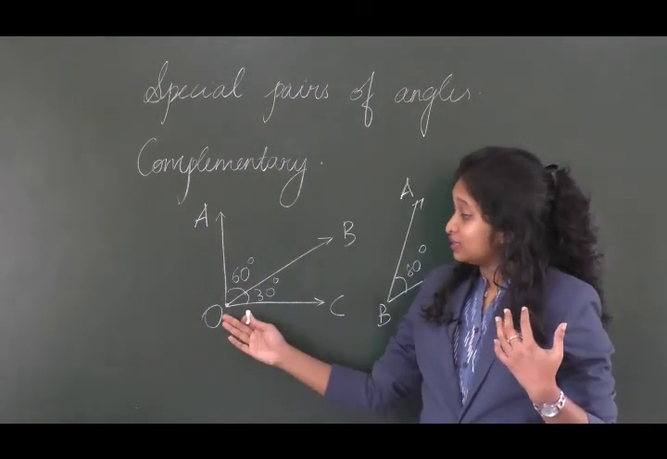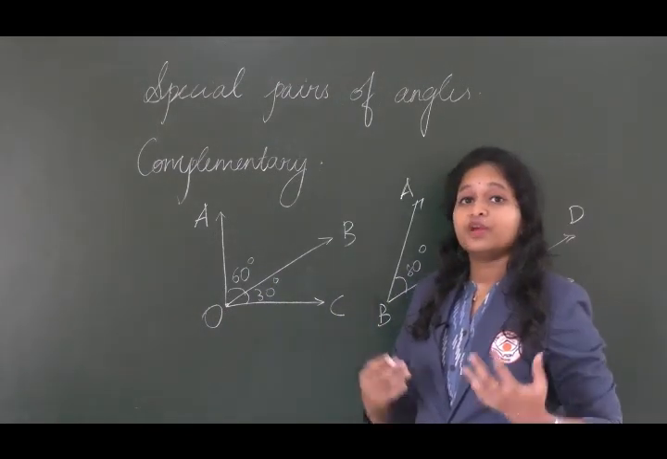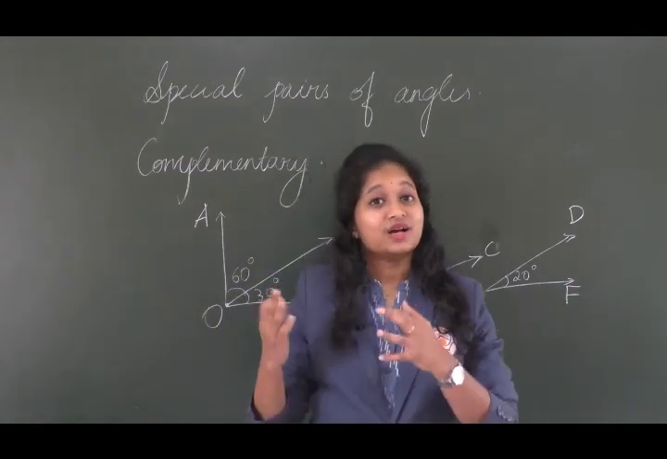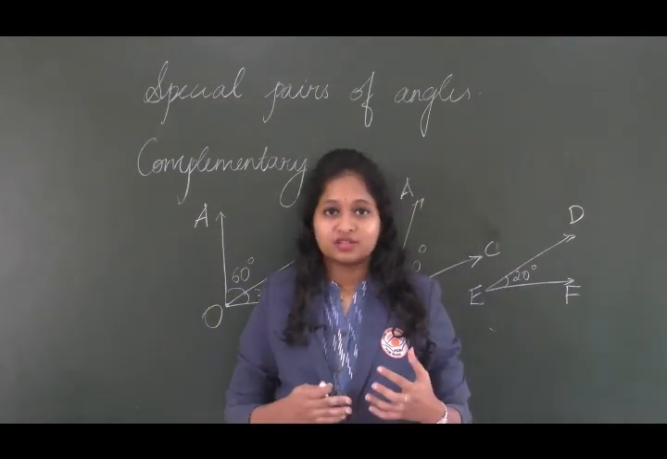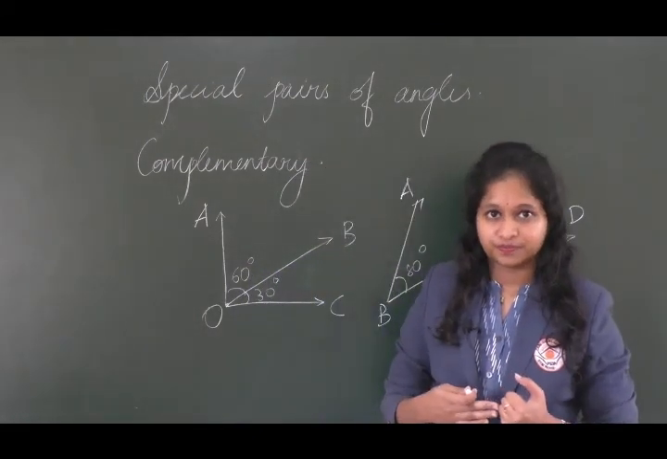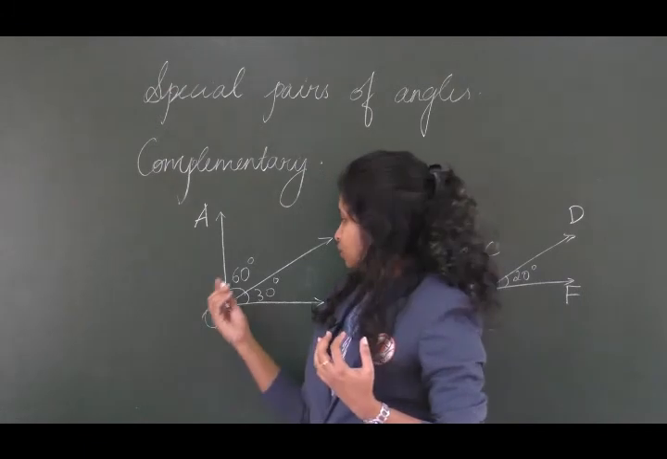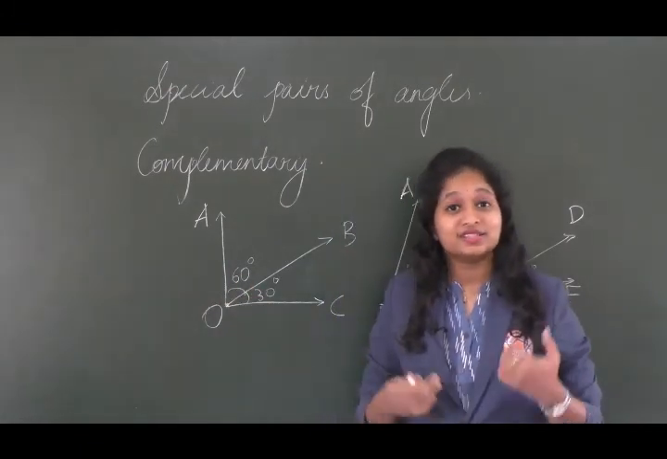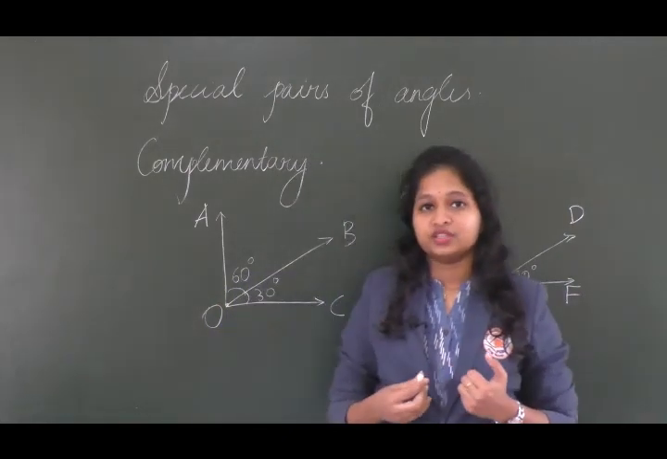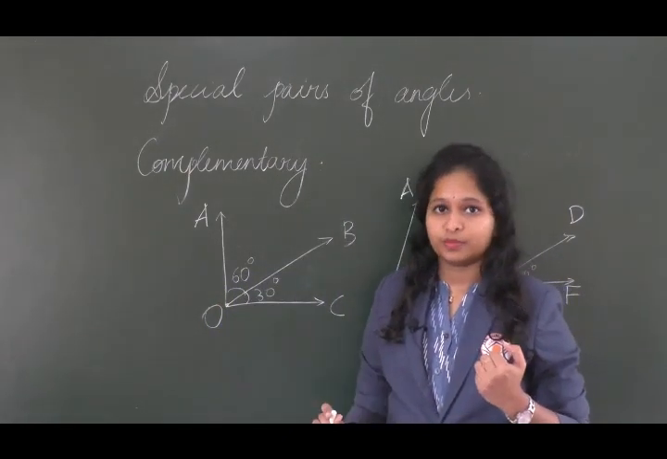So this is a complementary angle. Why is it so? The sum of the two angles is equal to 90 degree, isn't it? What is 60 plus 30? It is 90. So the sum is 90 degree. So these angles are complementary.